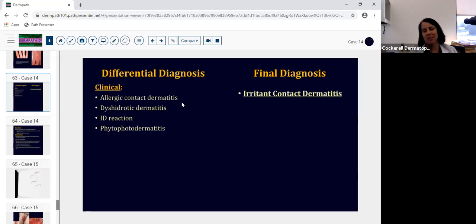Dyshidrosis, I've never seen that degree of intraepidermal vesicles with dyshidrotic eczematous dermatitis. An id reaction can look like an acute spongiotic, can look like a subacute spongiotic, can look like a chronic spongiotic, but you know, id reaction. And a phytophotodermatitis, again, will look very similar to a spongiotic process, but you'll have to have the history there too, that there's been some exposure.